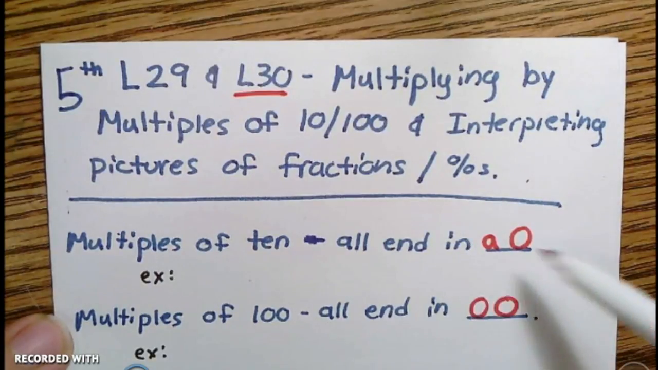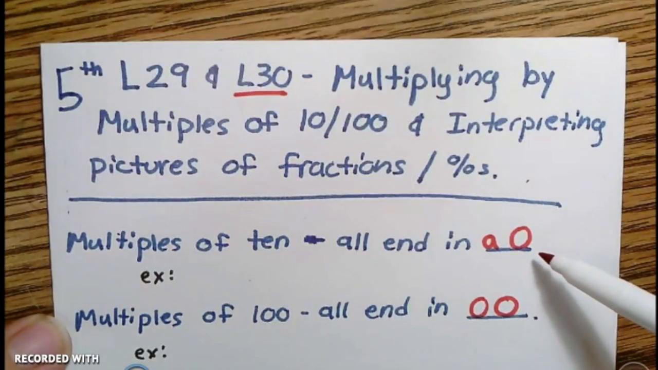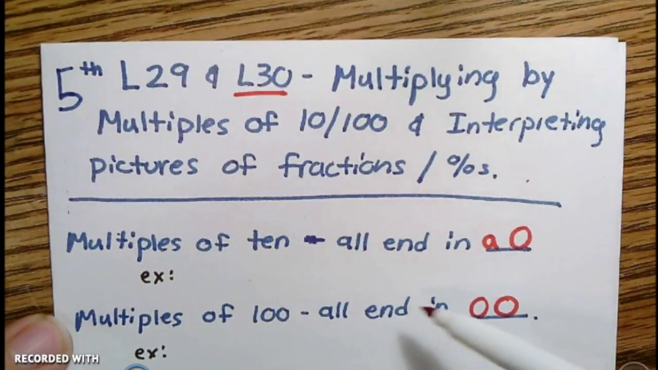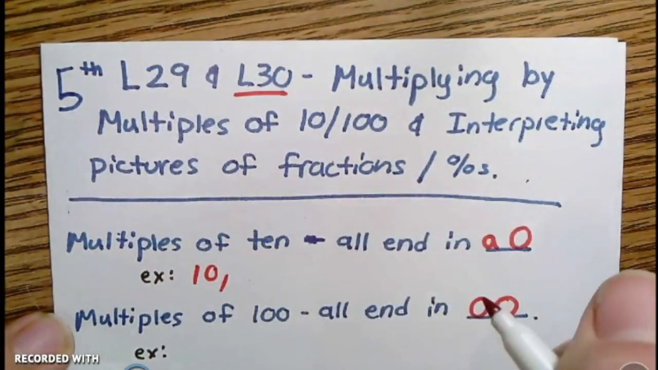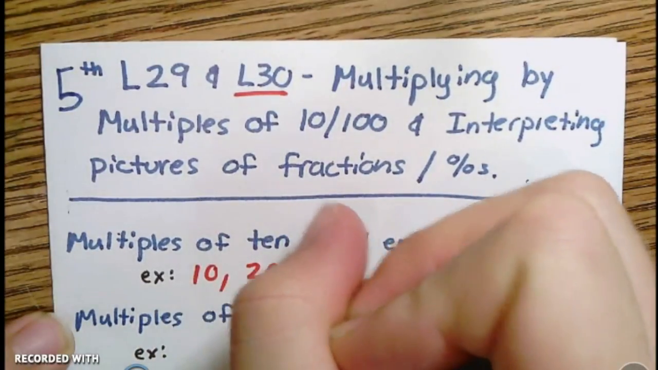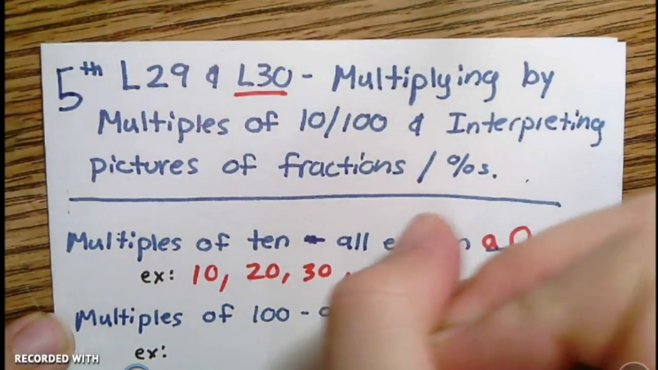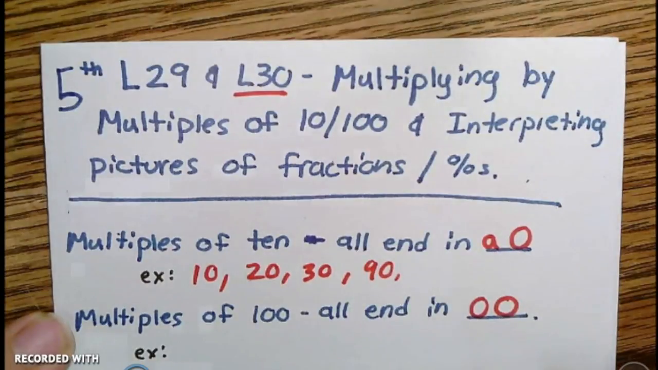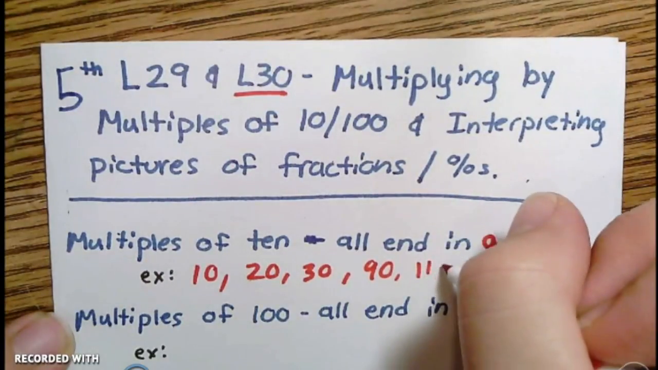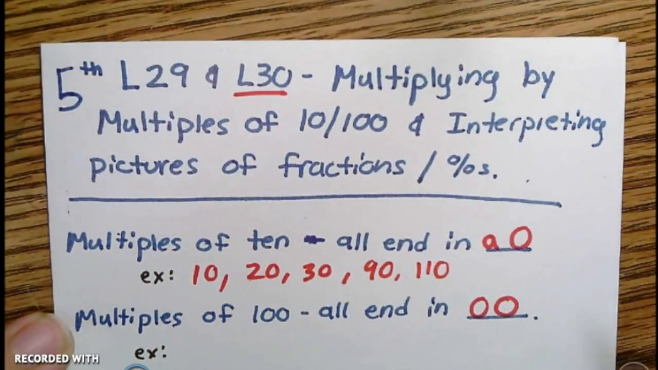They'll all end in at least a 0. Multiples of 100 will all end in at least 2 zeros. So, an example, a multiple of 10 would be like 10, or 2 times 10 is 20, 3 times 10 is 30, 9 times 10 is 90, 11 times 10 is 110. So they're all going to end in at least a 0.